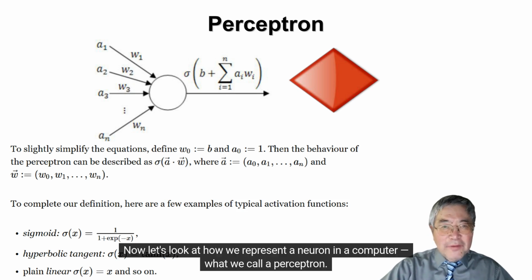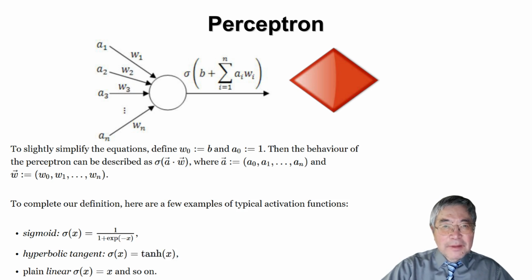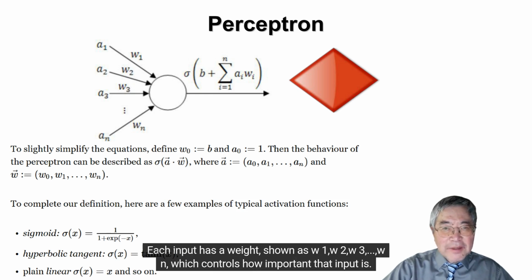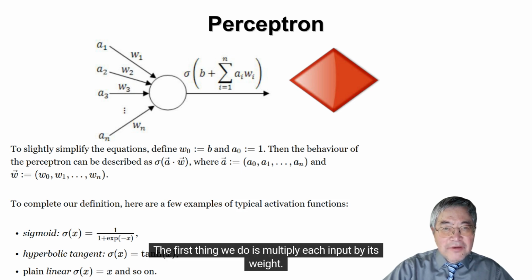Now let's look at how we represent a neuron in a computer, what we call a perceptron. A perceptron takes multiple inputs, each labeled here as a1, a2, a3, an. Each input has a weight shown as W1, W2, W3, Wn, which controls how important that input is. The first thing we do is multiply each input by its weight. Then we sum them all together. This is an inner product operation.